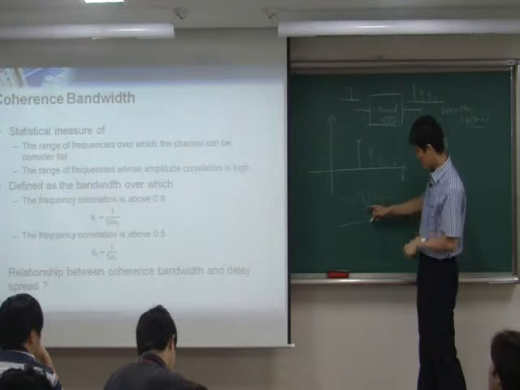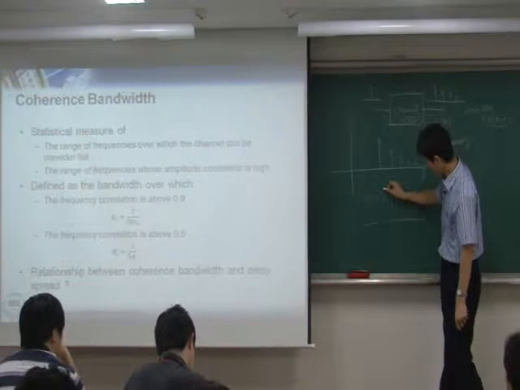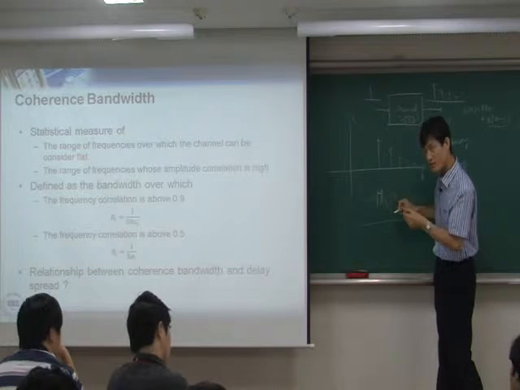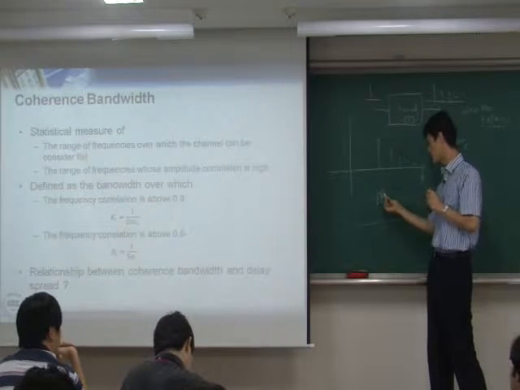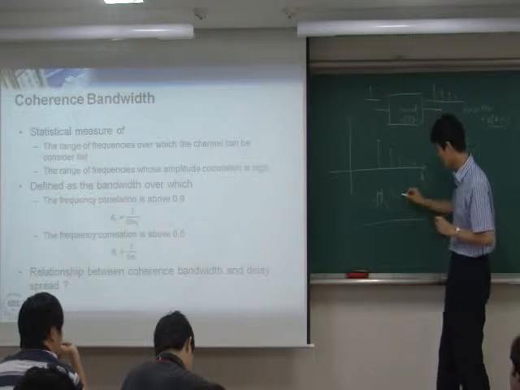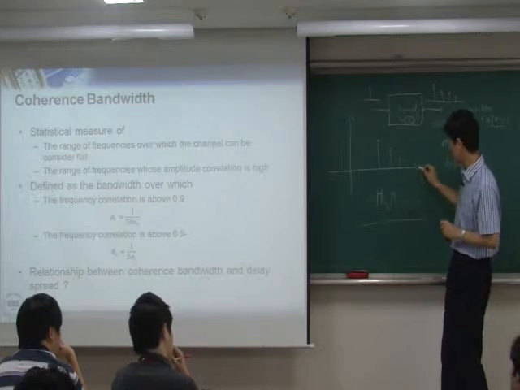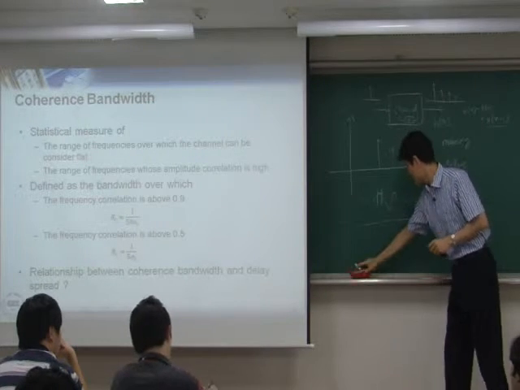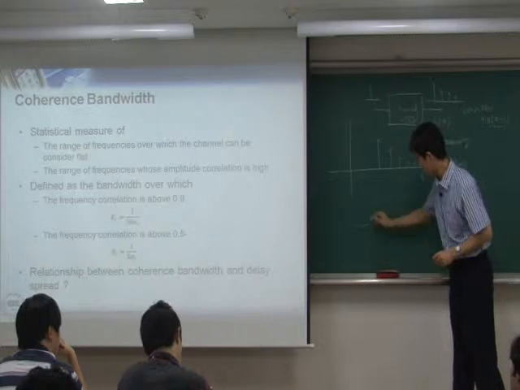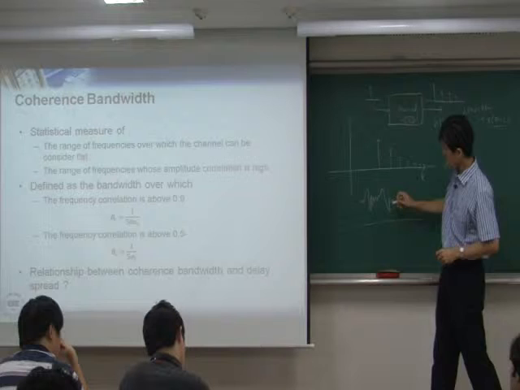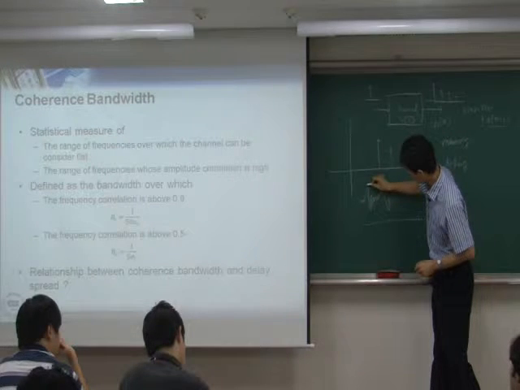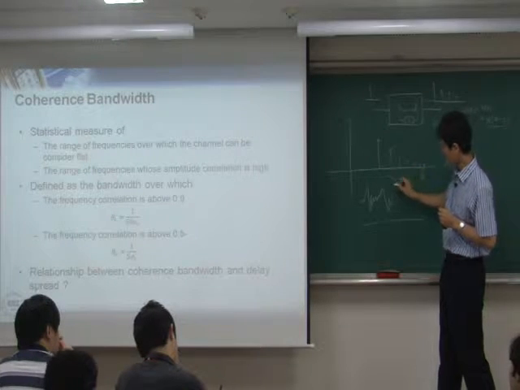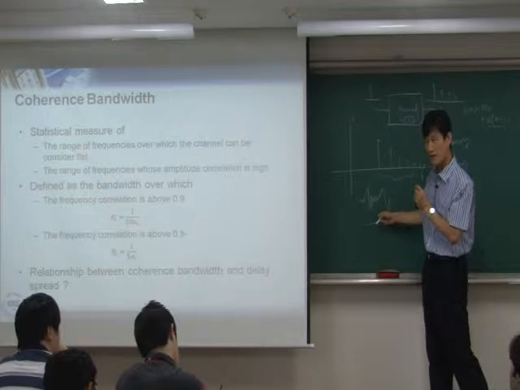So in this case, since we have this much fluctuation, maybe I can consider this one as almost flat. Of course, it's not exactly flat, but I want to consider this much as almost flat. Okay? And this much, I think is flat. But if you have more multipath or large delay, then most likely your fluctuation is like this, right? In this case, your coherence bandwidth is going to be very, very narrow. So the large delay spread basically means that you have a short coherence bandwidth.